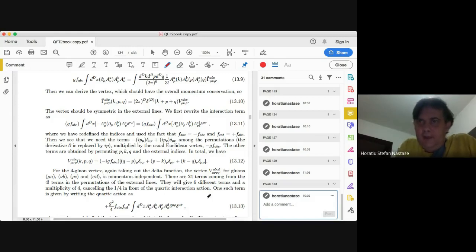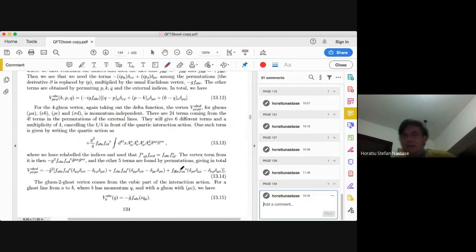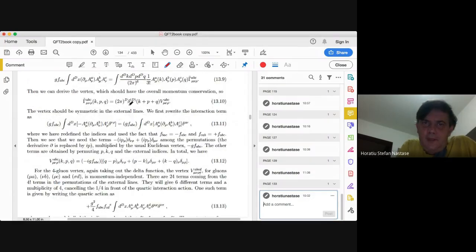All right, now for the four gluon vertex. Again, we have to take out the delta function, the 2 pi to the d delta function of the 4 external momenta. And then the resulting term in the action will be called V mu nu rho sigma ABCD. There's an extra minus sign for going from the term in the action into the term into the vertex.